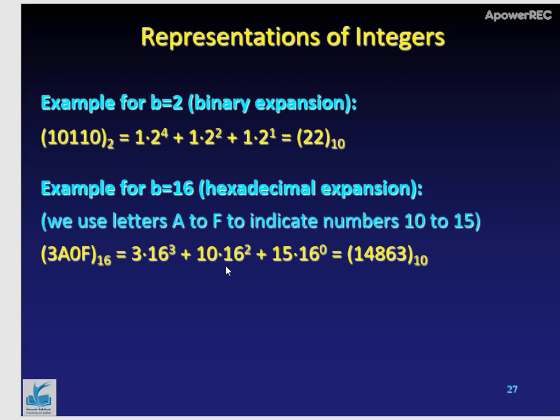Then we have a weight of 16 raised to the power 2 for this digit, and 16 raised to power 3 for the most significant digit. Okay, so when we add all these numbers, we get the decimal representation of this number, and you can see that the decimal representation actually has more digits than the hexadecimal. Okay, because hexadecimal is a more compact representation, since it is a bigger base than base 10. I hope that this clarifies the expansion of integers into an arbitrary base.